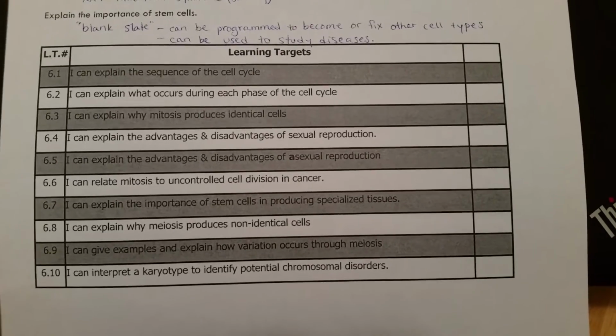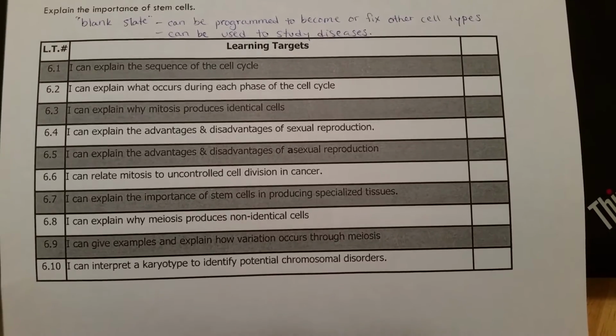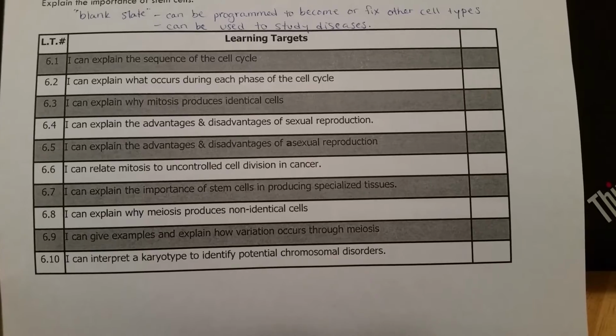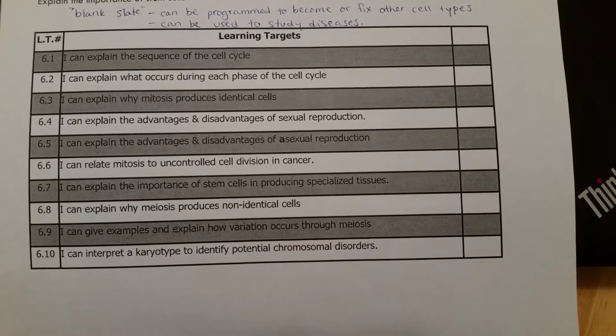I can explain why mitosis produces identical cells, because there's no crossover, there's no mixing, it's just one cell splitting in two. Number 4, I can explain advantages and disadvantages of sexual, and then number 5, asexual reproduction.